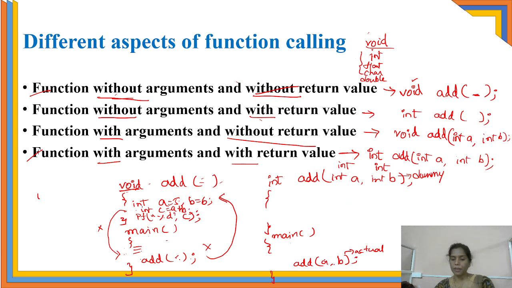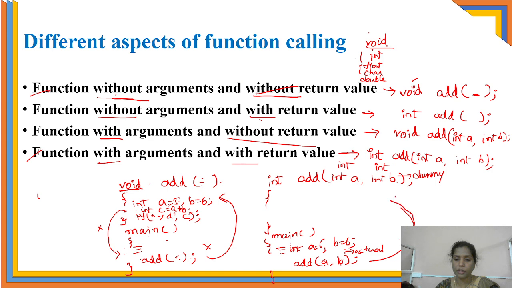These values may be changed also. You can take x comma y also. x will go into a, y will go into b. So the function is having arguments, right? So the main should send the arguments. So int a equals 5, b equals 6. These values should be passed from the main function.